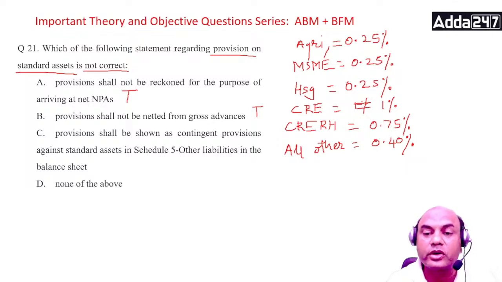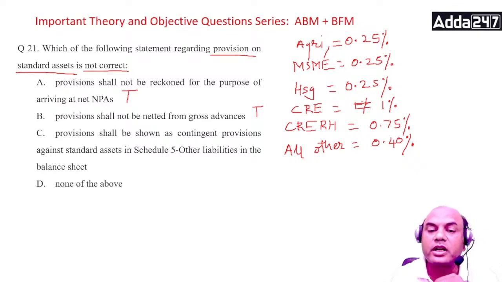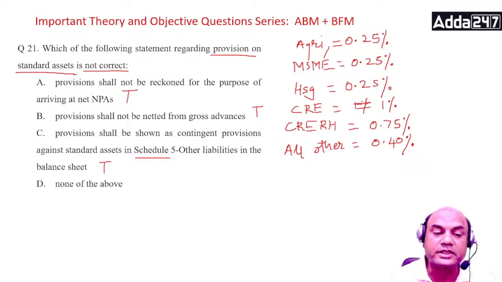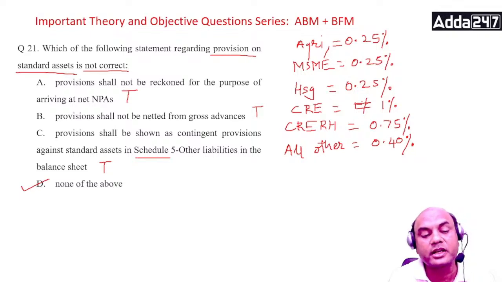Because this is a contingent provision. This is not an NPA as of now, because I'm just making a provision for safety purposes, right? So contingent provision against the standard assets in Schedule 5, other liabilities in the balance sheet. So this is also true. So the answer is none of the above. Which of them is not correct? So not correct is none of the above. All of them are correct. Got it? Let's move on to the next one.